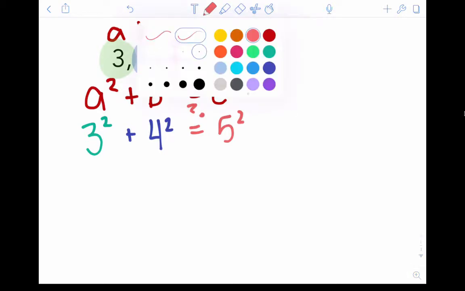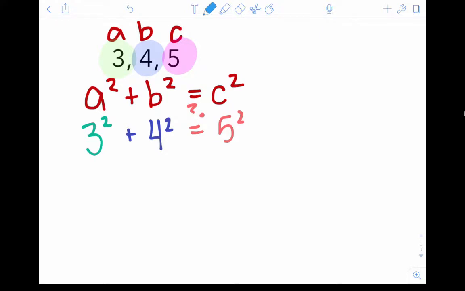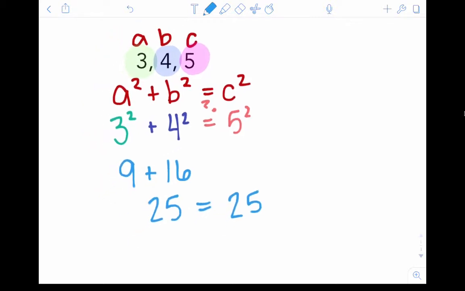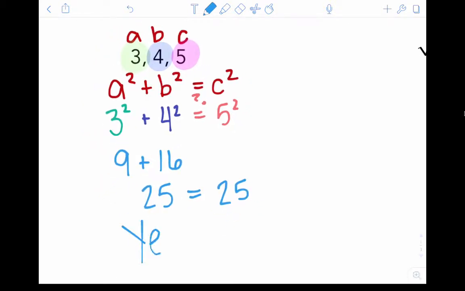So I'm going to go through and solve this down. I know 3 squared is 9, and 4 squared is 16, so I have 9 plus 16, which equals 25. 5 squared is 25. So those two are equal. That means that, yes, this is a right triangle. So it's going to look something like this. This is going to be a length of 3, that'll be a length of 4, and then this is a length of 5.